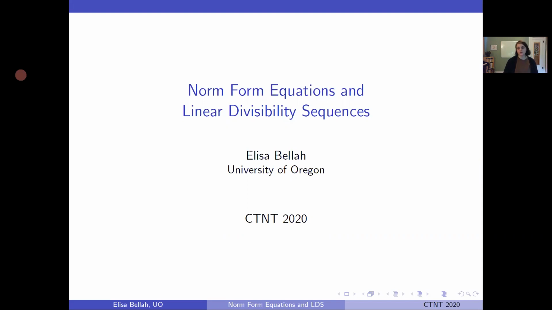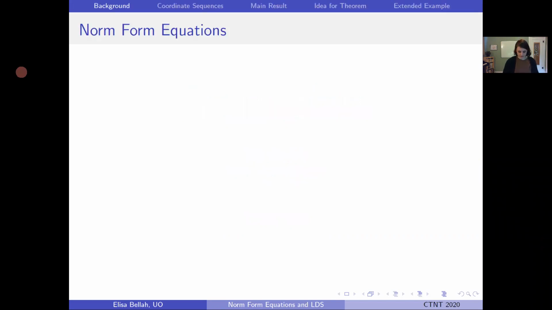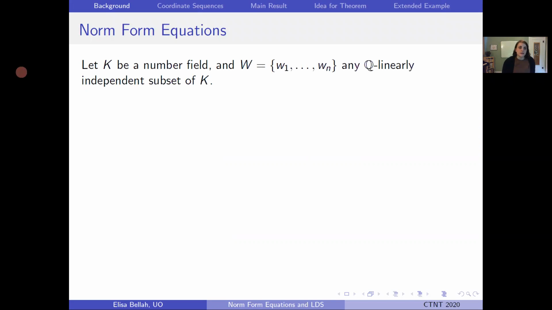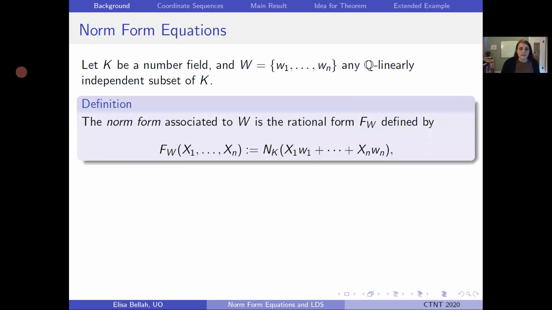So I'll be talking about norm form equations and linear divisibility sequences. Let me start with a definition. Let's take K to be a number field, and we'll let W be any Q-linearly independent subset of K. We'll define the norm form associated to the set W to be the rational form defined by taking the norm of linear combinations of elements in the set W.